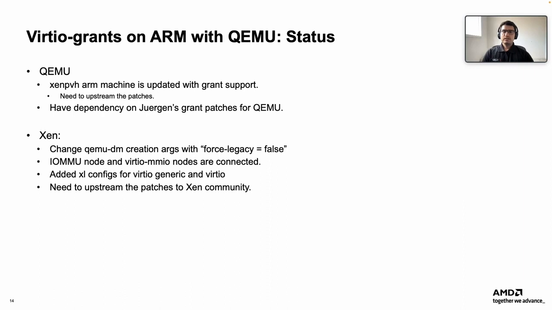For the Xen side, we have added a QEMU DM creation option to incorporate the grants option for the Xen tool stack, and that creates a forced legacy option equal to false for QEMU DM. We need to upstream this with Xen. And we also added the IOMMU node and connected them with the VirtIO MMIO, and added xl config for generic VirtIO and VirtIO with grants. We are yet to upstream the patches to the Xen community.